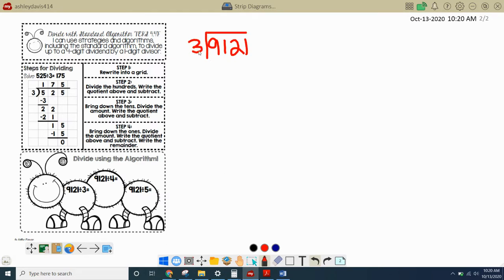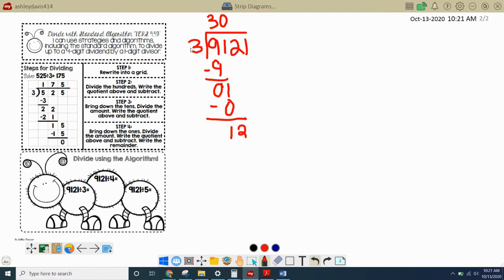Okay, so I see how many times can 3 go into 9? Well, 3 can go into 9 3 times. Okay, 3 times 3 is 9. 9 minus 9 is 0. Bring down the 1. 1 divided by 3, I can't get any groups of 3 out of 1, so I put a 0. 3 times 0 is 0. 1 minus 0 is 1. Bring down the next digit, 2, that turns into a 12.